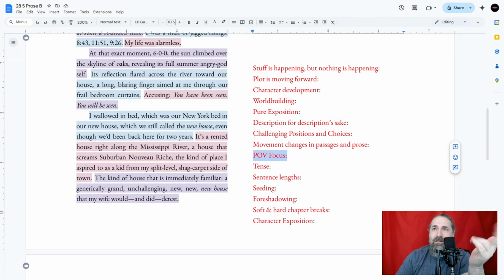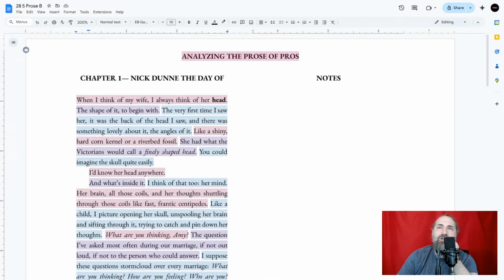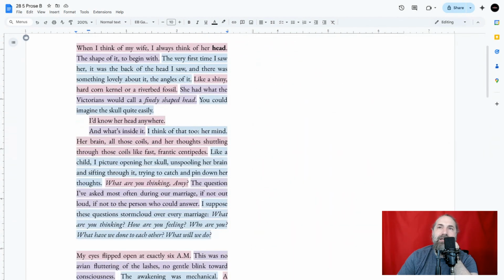Let's see. The POV is there. The tense is the same. Sentence lengths. Now, this is interesting. We're breathing in this moment because this becomes important. So if you look at the beginning, the sentence changed pretty much. And the closer we get, this kind of moves around.